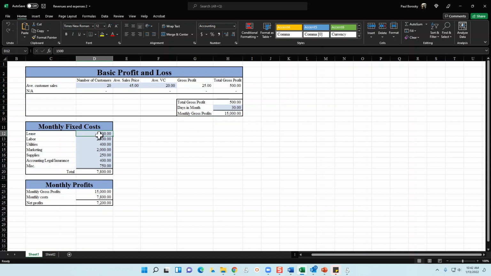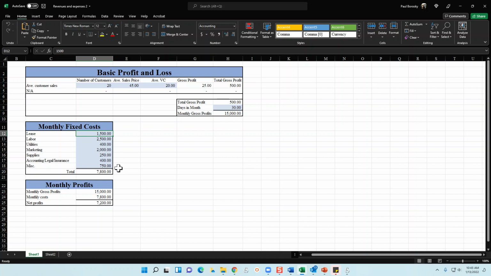Next, we need to tackle our monthly fixed cost. What we're going to do is identify a lease. We might have a lease for $1,500. We might be kicking out labor for $2,500. Utility is $400, marketing $2,000. Supplies might be $250. Accounting, legal, and insurance could be $400, and then miscellaneous of $750.